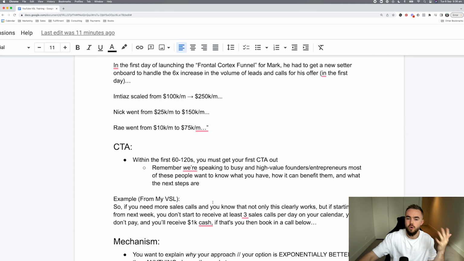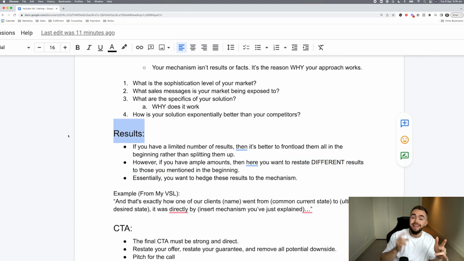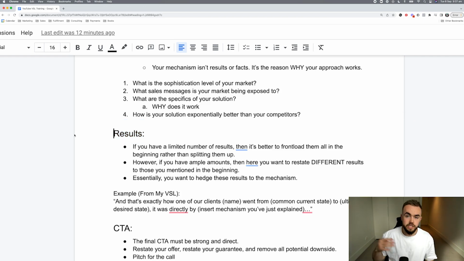However, if you've got an ample amount of results, then in this second section of results, you want to restate more results that are different from the ones you stated in the beginning, okay? I've had a couple of clients who restate the same results they mentioned at the beginning. Don't do that, because it detracts from it. If you've got to restate the same ones, you don't have any more, and it's better to just not say any at that point, right? Which is why I say just front load them and put 0 at the back if you've got none, or if you've not got a lot. So in the second section, you want to restate different results.